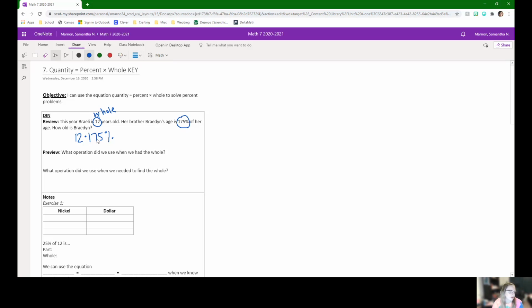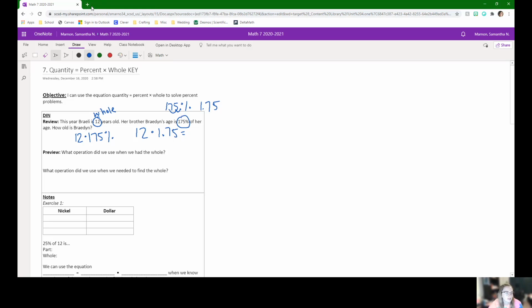If you don't have the TI-34, we need to change this percent to a decimal. So if I have 175%, the decimal would be right there. We're going to have to move it 2 over to the left, and it's going to be 1.75 as a decimal. So we can do on any calculator 12 times 1.75, and we'll get our answer.